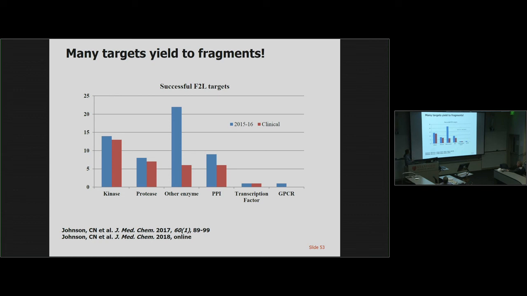You can see it's a pretty wide range of targets. Kinases, proteases, enzymes are all well represented, but protein-protein interactions are also fairly well represented, and even more baroque targets such as transcription factors and a GPCR in here. So I think there's really a lot of opportunity for fragment screening against a variety of different targets.